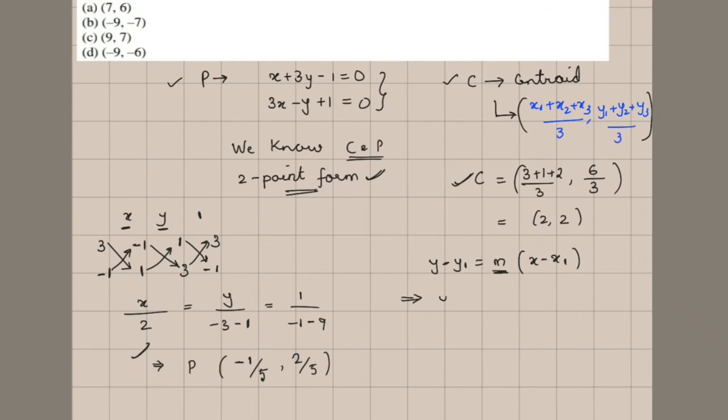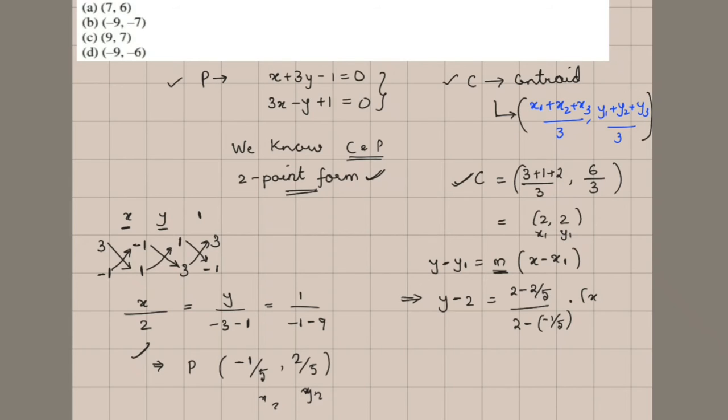So y minus y1, let's take this as y1 and x1, and this is y2 and x2. The slope is nothing but y2 minus y1 or y1 minus y2, anything will be the same. So the slope will be (2 minus (-2/5)) divided by (2 minus (-1/5)).